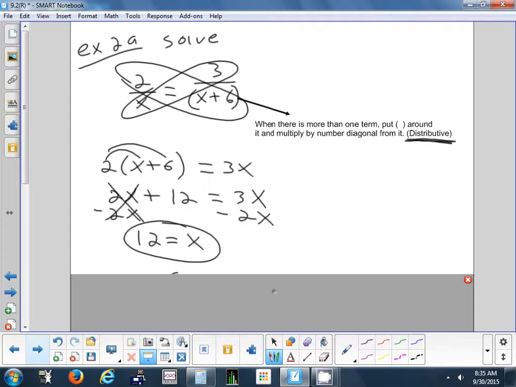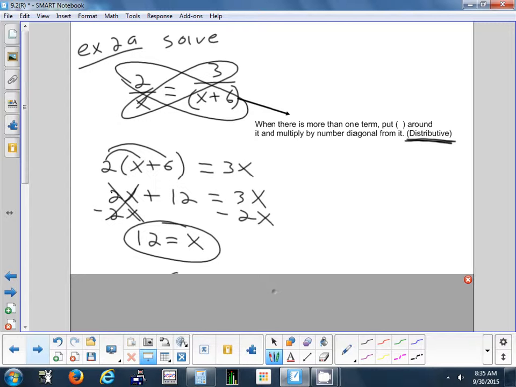Now we could check it. We could plug it in and you could see. What's 12 plus 6? If we plug 12 in for x? 18. What's 18 times 2? 36. Okay, so that came out to 36. What's 12 times 3? 36. Right? So it came out the same. So that means the answer works. Both came out to 36.